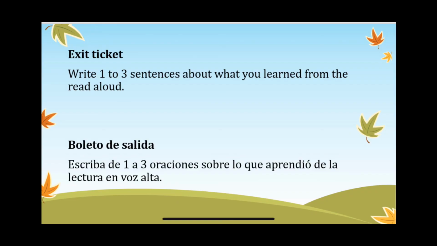Now it's time to transition to your exit ticket. For your exit ticket, you'll need a sheet of paper and a pencil. On the sheet of paper, please write your name on top, and I want you to write 1 to 3 sentences about what you learned from the read aloud today. When you are done, I want you to upload your work to Class Dojo. So don't forget, when you're done with your work, upload to Class Dojo.